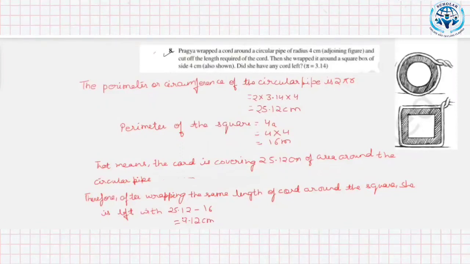The length of the chord left is 9.12 centimeter. Next question, question number 9. The adjoining figure represents a rectangular lawn with a circular flower bed in the middle. Figure is already drawn. The first one is the area of the whole land we have to find out.